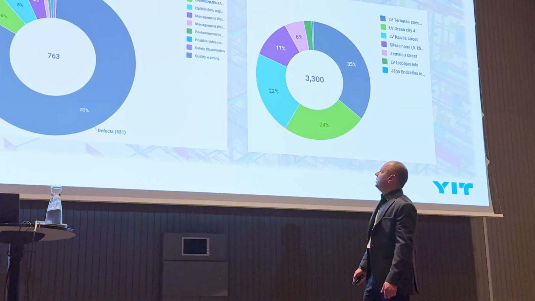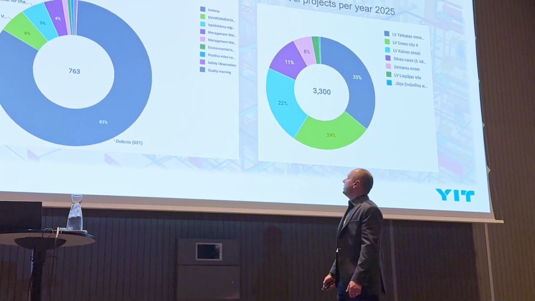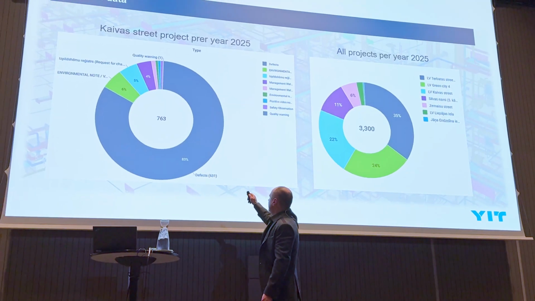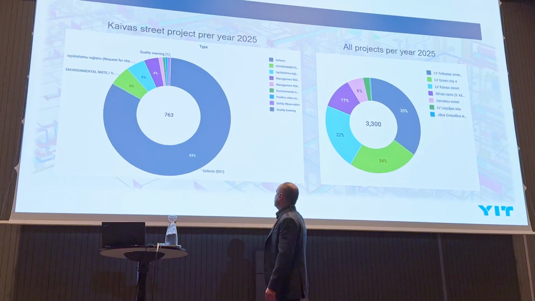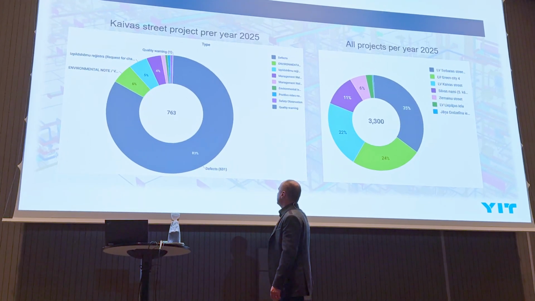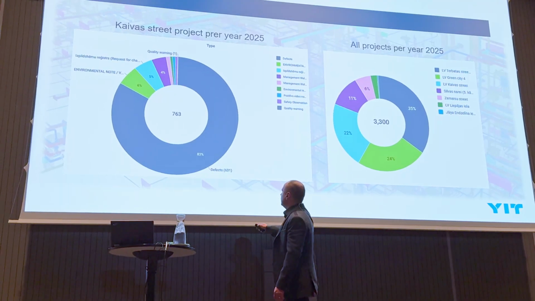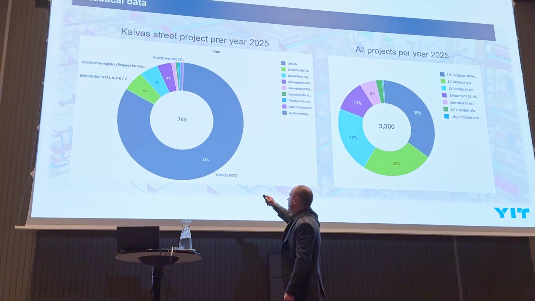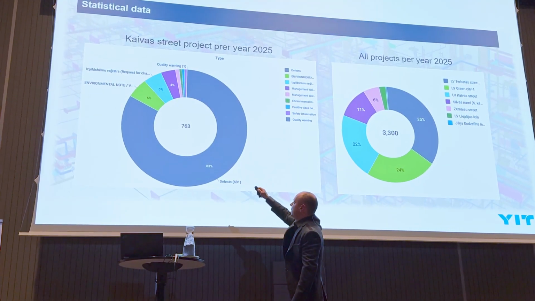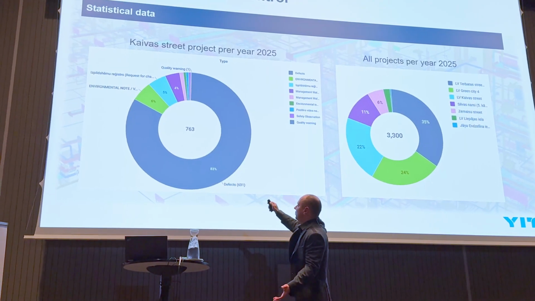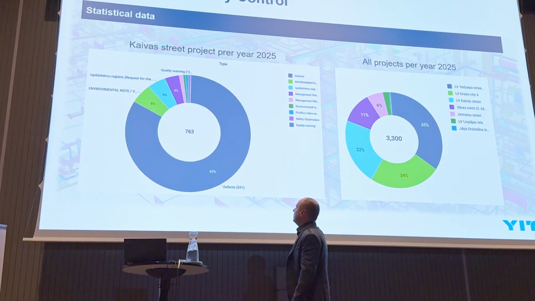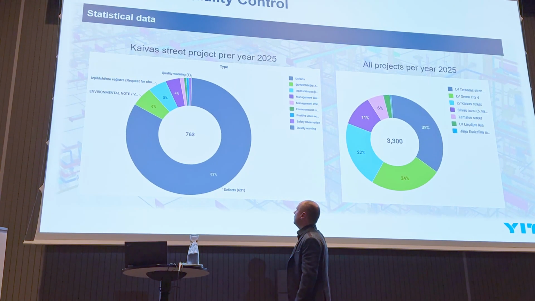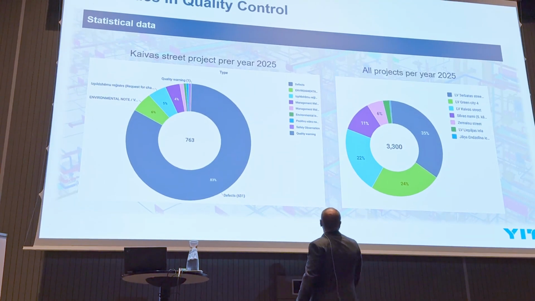Then again, the statistics about the defects. When we are talking about one active project, for example, you can see the type of tasks that have been added to this project. So you can see 83% of the tasks are defects that have been managed in one project. 6% are environmental notes. Other kinds of things, let's say safety issues and so on, are not such a big amount.